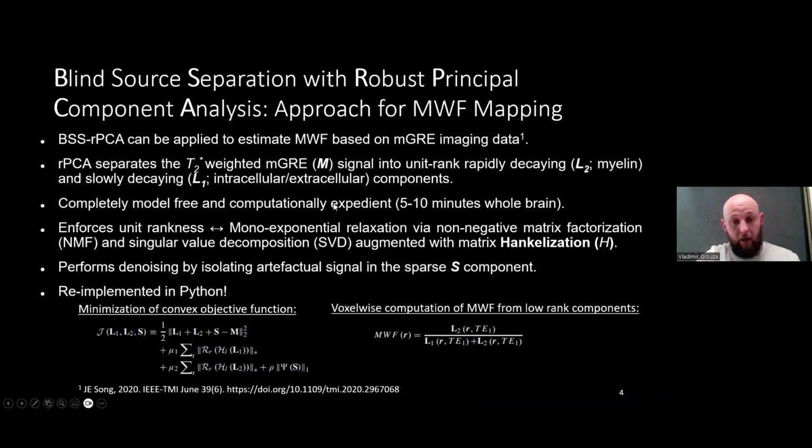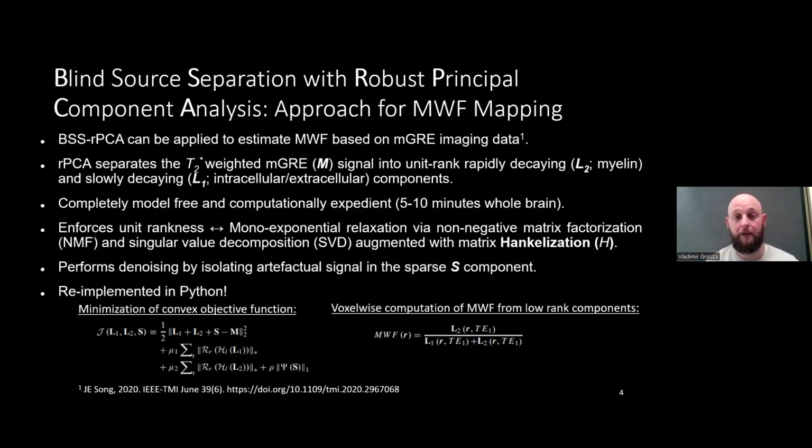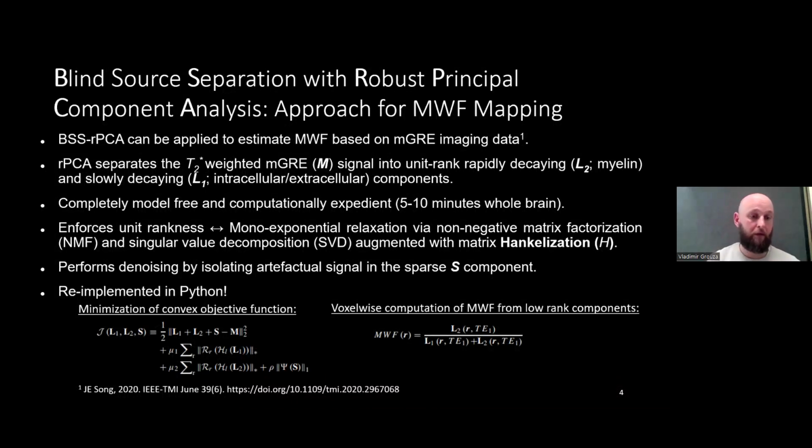So recently, our colleagues in Korea have come up with this very, very interesting technique called blind source separation with robust principal component analysis. And basically, BSS rPCA, as I'll shorten it, is a series of matrix operations that extracts the myelin water signal directly from the gradient echo data, as opposed to doing the version of fitting where you would have more points than data.